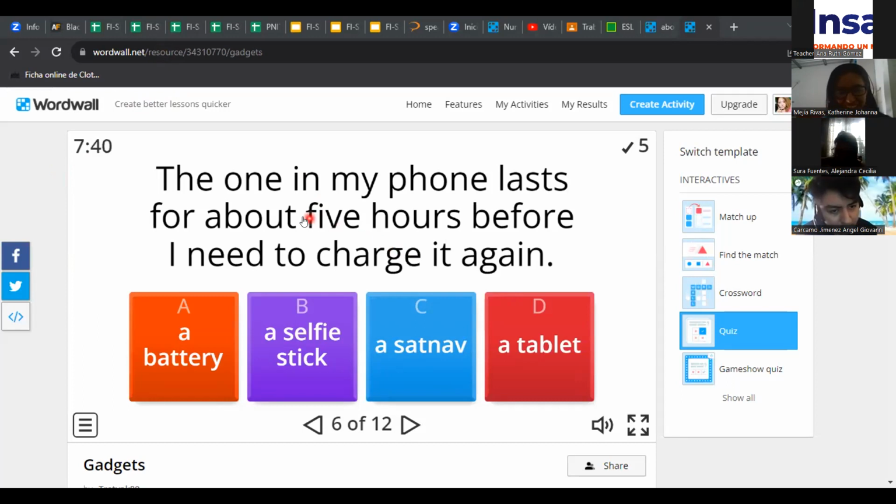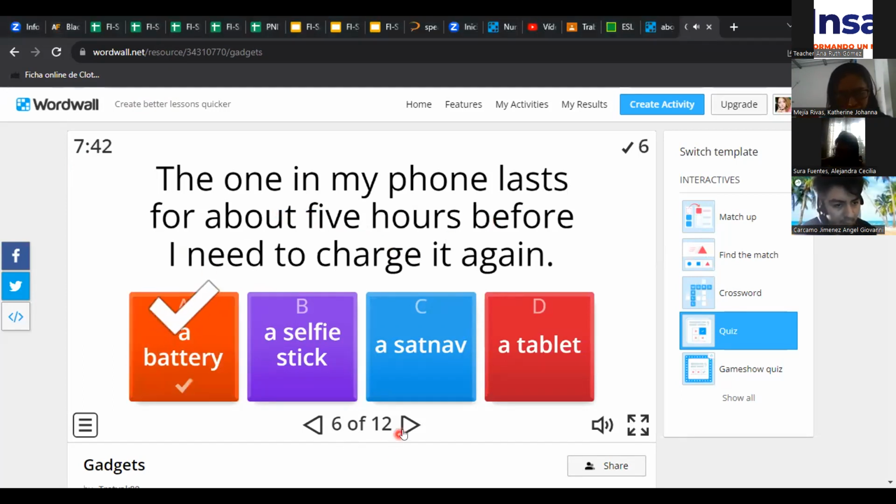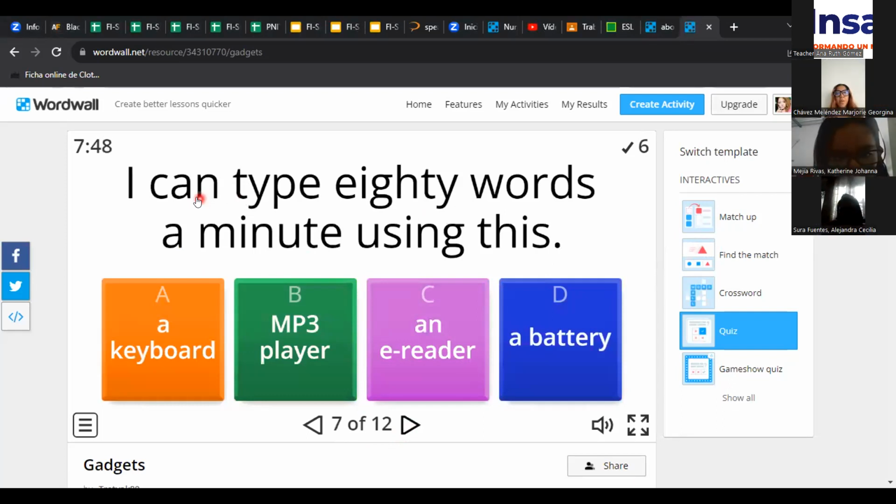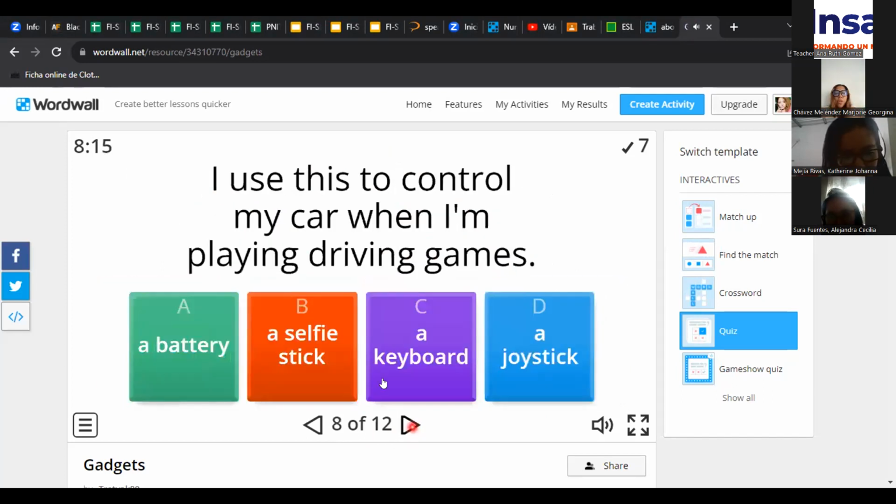Okay, so the one in my computer lasts: battery. Very good. Catherine, help me with the next one, please. I can type. What is the pronunciation, teacher? This is a number. Do you remember? 80. I can type 80 words a minute using this. All right. So which is the answer? It is a keyboard. Yeah, that is the correct pronunciation. A keyboard. Excellent.